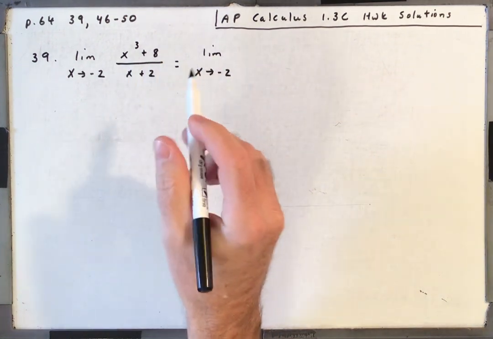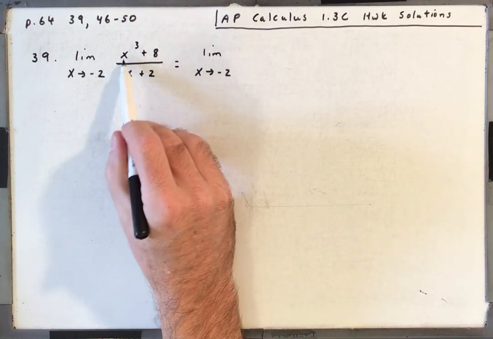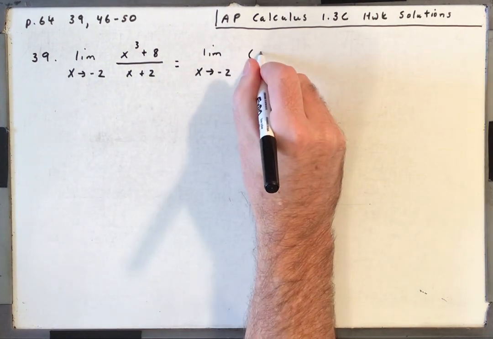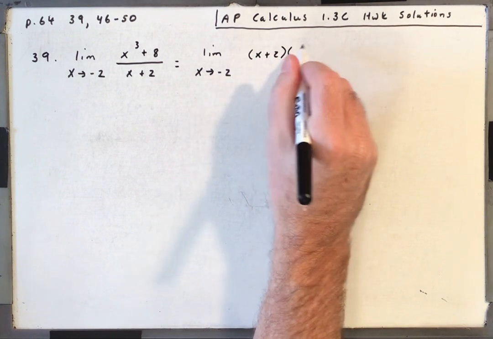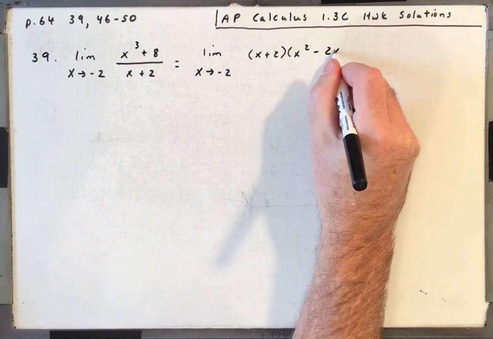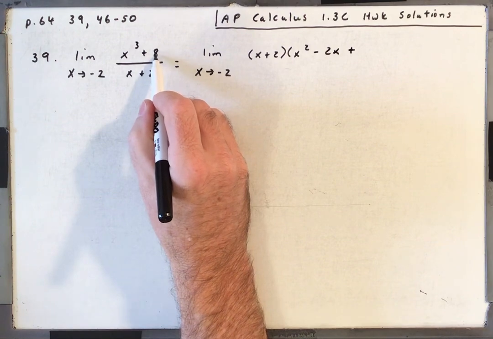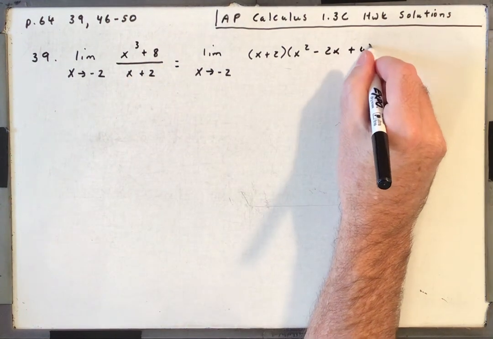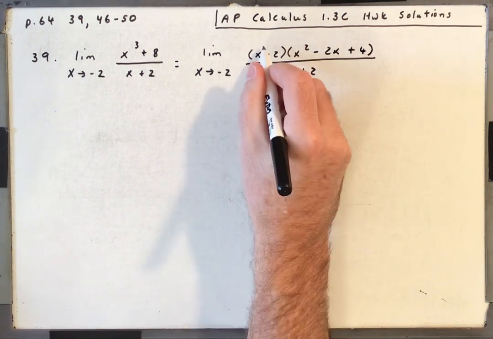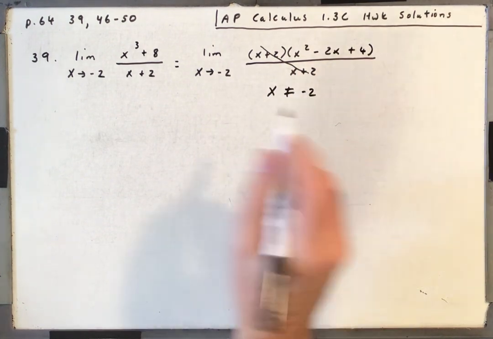So we can factor x cubed plus 8. That's a perfect cube. Cube root of x cubed is x, so a is x. B would be 2. So this is going to be x plus 2 times x squared minus 2x plus, if b is 2, 2 squared is 4, over x plus 2. The x plus 2's cancel out as long as x does not equal -2.